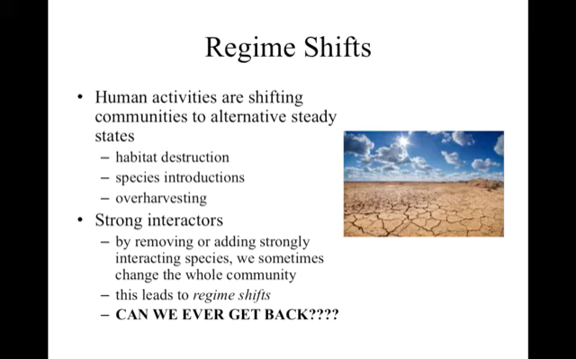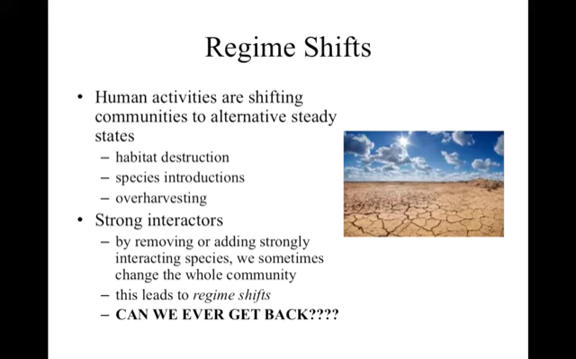Other things we can do is we can remove or add important keystone species or strongly interacting species, and that can really change the entire community, right? We saw that removing the wolves completely changed the community in Yellowstone, and then putting them back in, it changed it back. Now, if we'd left them out longer, would we have ever been able to return to the original state? Who knows? Maybe in that system we would, but in other systems we know we can't.